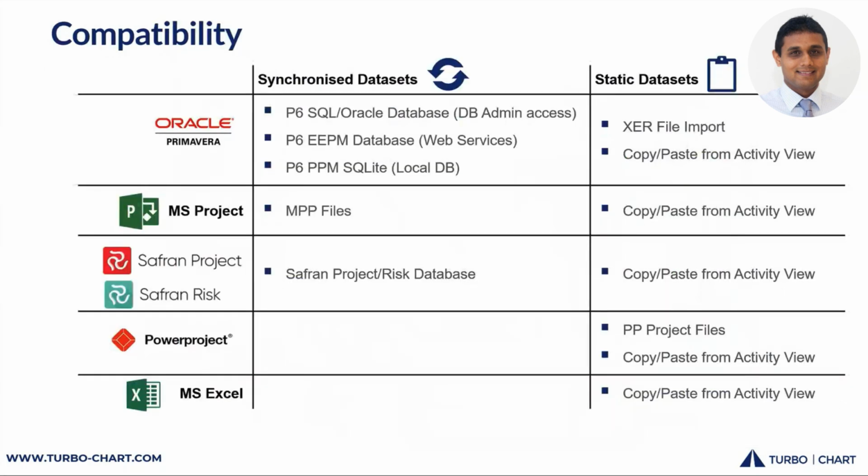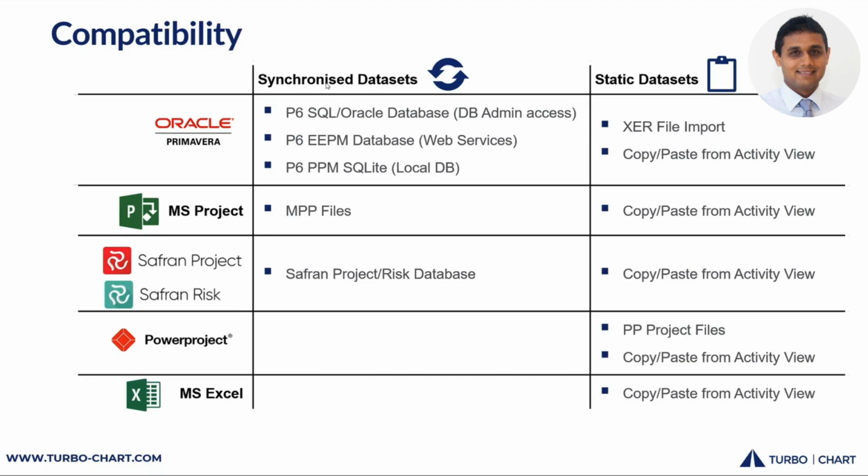Now, this slide is out of date, because we can connect to various different Oracle Primavera systems, including, as I mentioned, OPC. We can connect to Microsoft Project, Safran software, Safran Risk, Safran Project, Asta if you're using it, and obviously Excel. But from any of these information sources, we can also do what we call copy and paste. So even if you just have an Excel list of activities, we can still bring that into TurboChart if you need to.